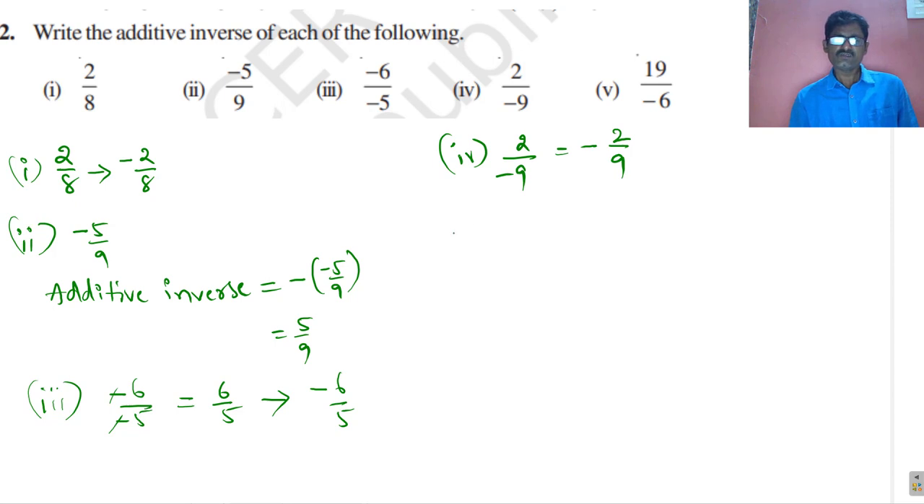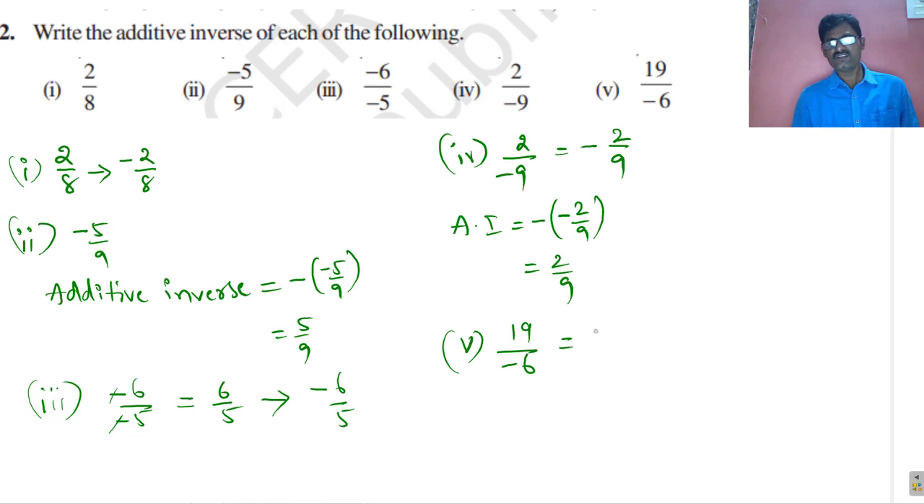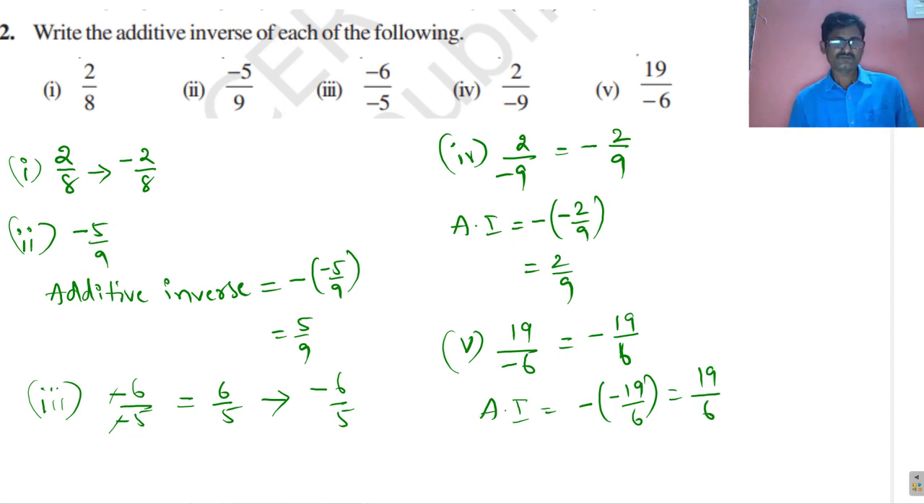For this the additive inverse will be equal to, we need to write minus A, that means minus of minus 2 by 9, which is equal to 2 by 9. Next, for the fifth one we have 19 by minus 6. We can write this one as minus 19 by 6. So additive inverse equal to minus of minus 19 by 6, which is equal to 19 by 6. Let us go to the next question.